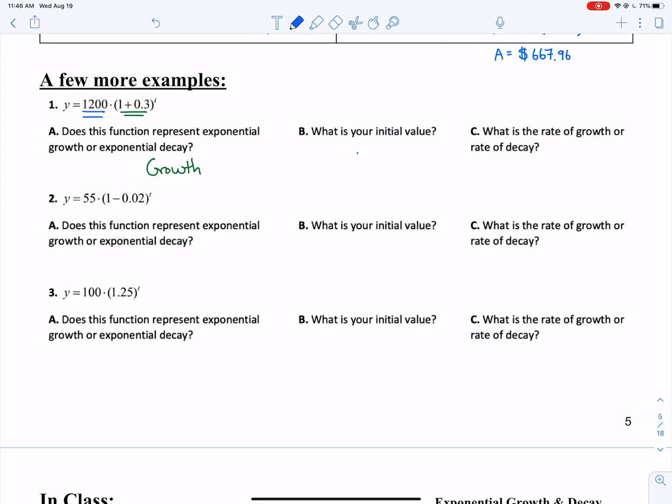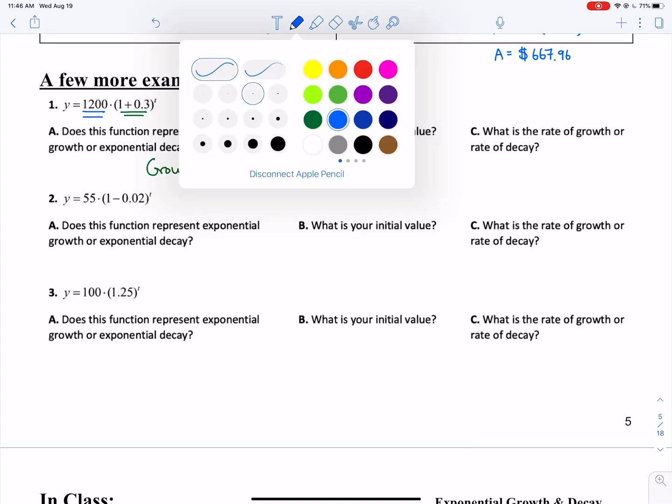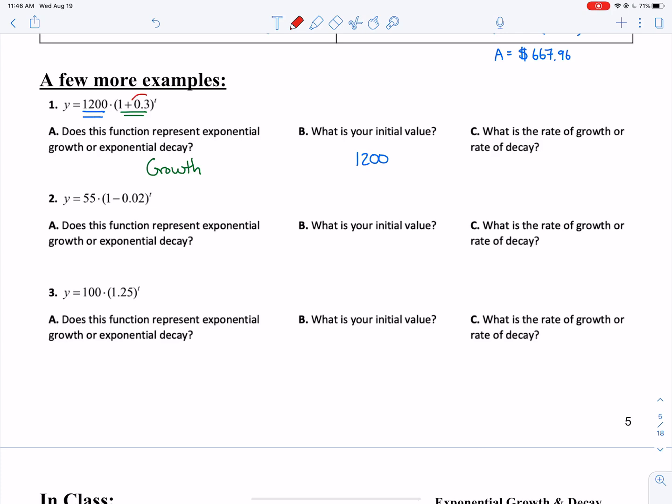And we don't know if that's money, so I'm just going to put the number. And then what is the rate of growth or rate of decay? So that is this number right here that we added or subtracted. So it's 0.3, and we know it's a rate of growth. And remember, you could write that as a percent. So you just convert it back to a percent by moving your decimal over 2 places to the right. So we could say it's 0.3 or 30% rate of growth.